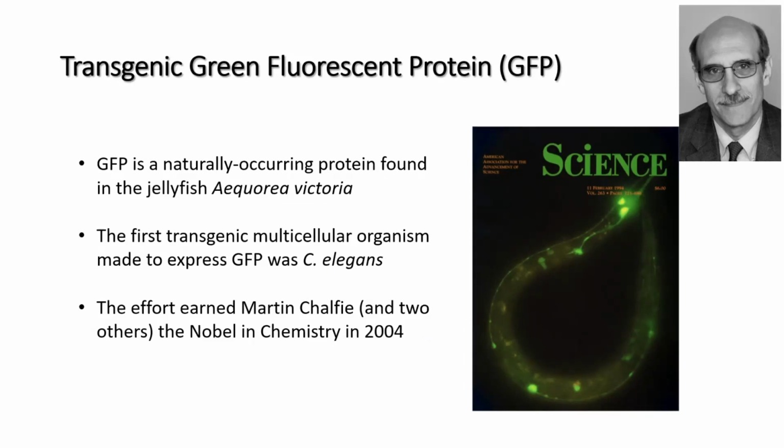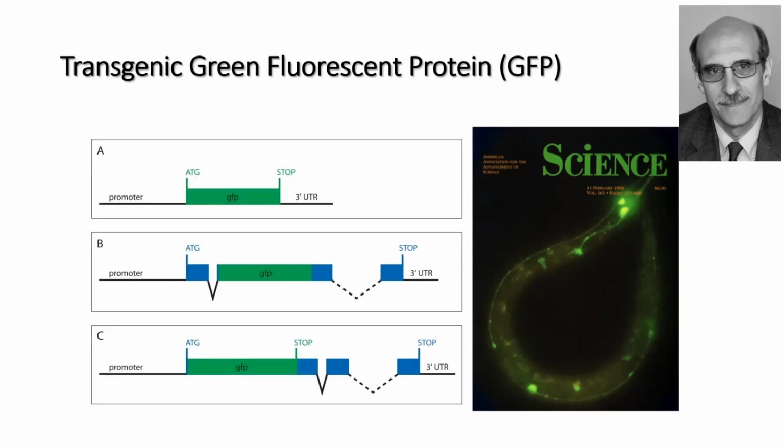So this earned Chalfie and his two colleagues a Nobel Prize in chemistry. This is actually, I think, taken from his Nobel synopsis. Basically, you have a promoter, the part of the gene sequence that tells the transcriptional machinery to start transcribing this gene. This would be the start codon for the protein, and this is the stop codon and the 3' untranslated region.